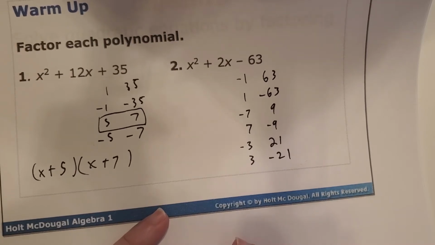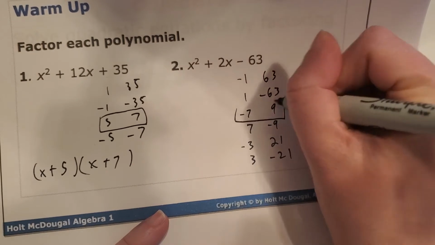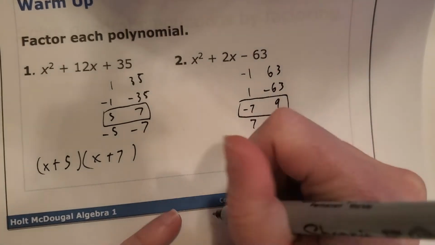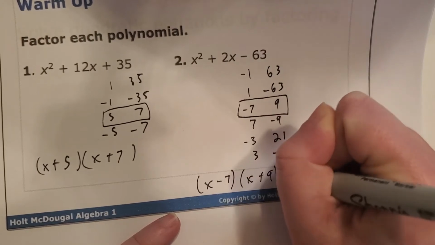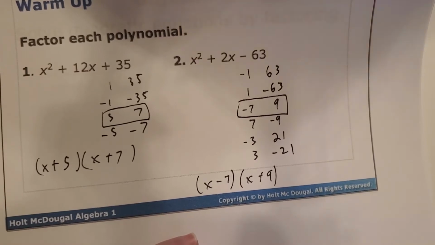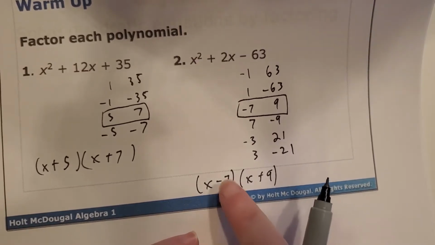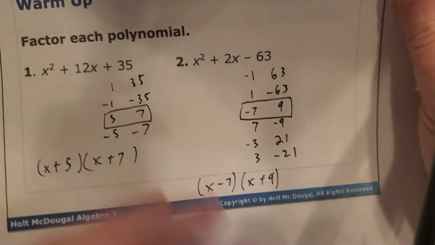So again, which one of these adds up to positive 2? Well, 9 minus 7 is positive 2. So that one right there. X minus 7 and x plus 9. And as I keep saying, the order of the parentheses themselves doesn't matter. You just have to be careful with the signs. I would be looking for negative 7 and positive 9.